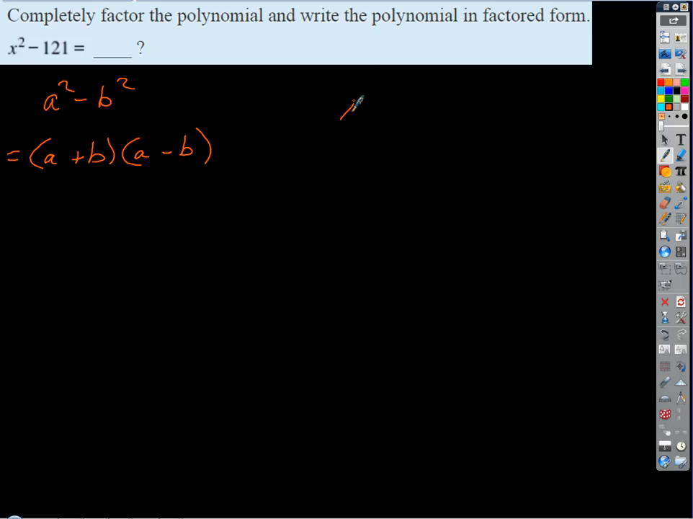Good. So then if we've got x squared minus 121, isn't that just x squared minus 11 squared? So x is a, 11 is b. There it is, right? Okay. So that's no big deal.